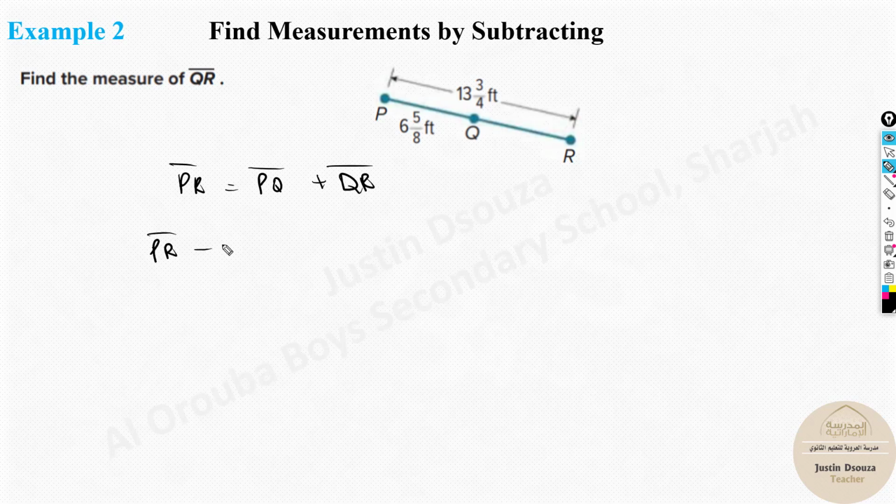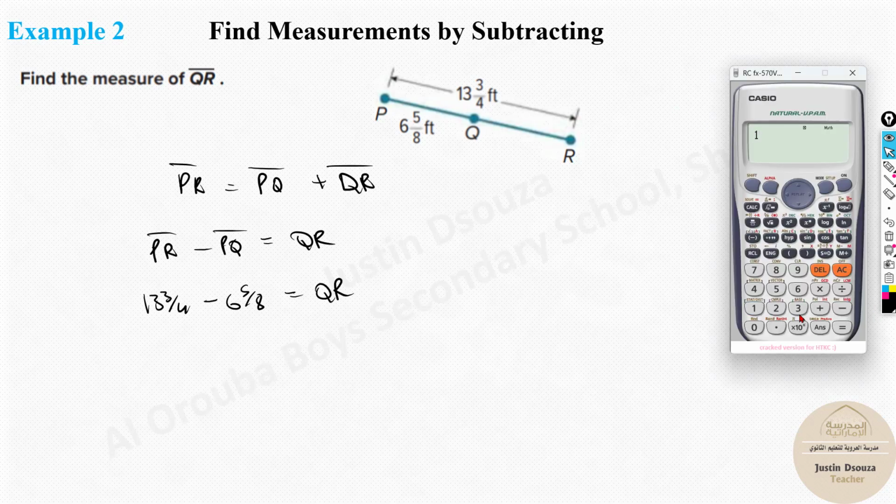It'll be PR minus PQ, that is equal to QR. So it'll be 13 3/4 minus 6 5/8, that is equal to QR. You can directly use the calculator to solve this over here.